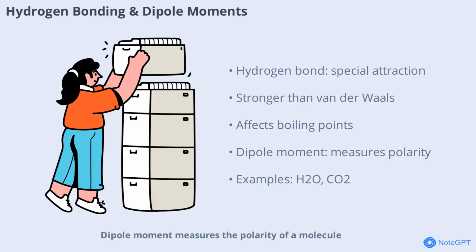Dipole moment measures the polarity of a molecule, indicating how electrons are distributed. Molecules like H2O have a significant dipole moment due to their bent shape, while CO2, despite being triatomic, has zero dipole moment because of its linear geometry. Understanding these concepts helps explain the physical properties and reactivity of molecules in chemistry and biology.